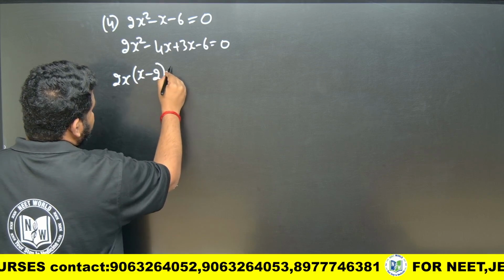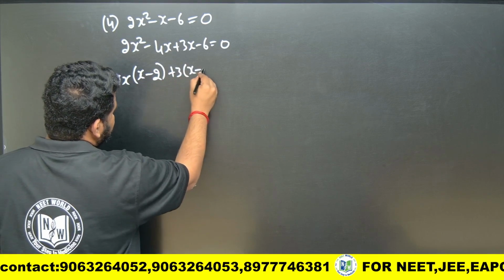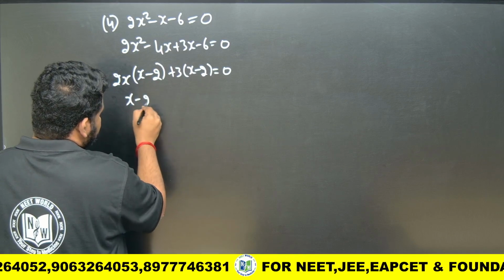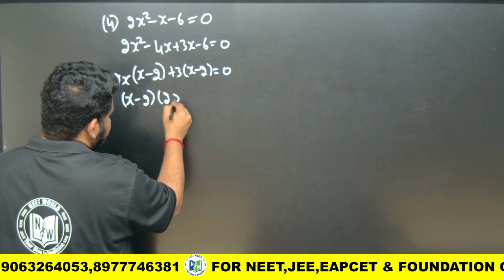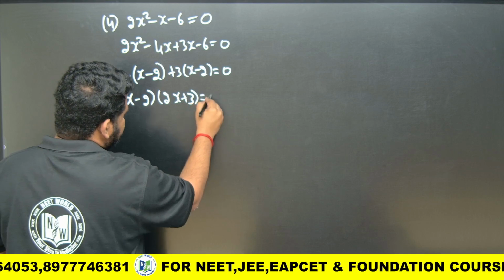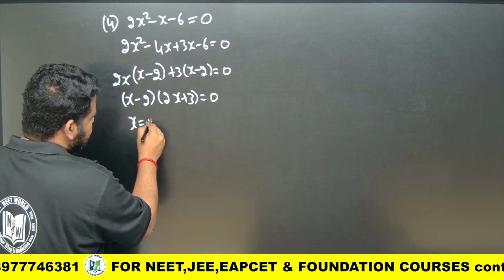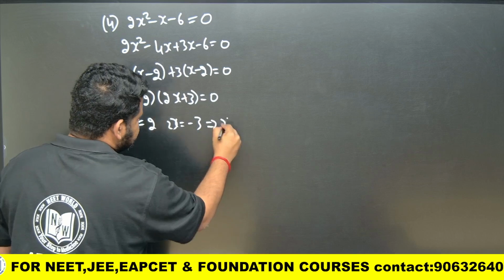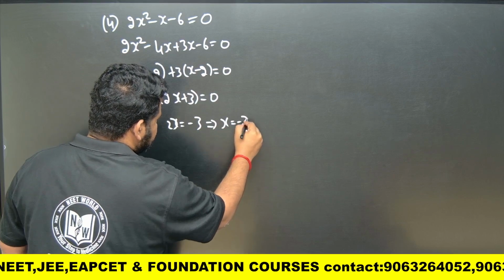Okay, (x - 2)(2x + 3) = 0. So this will be (x - 2) into (2x + 3), and this is equal to 0. So what will I get? I'll get x = 2, and I'll get 2x = -3. That implies x = -3/2. This is another value I got.